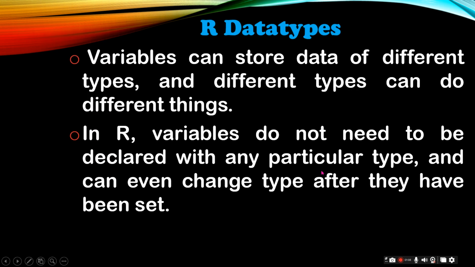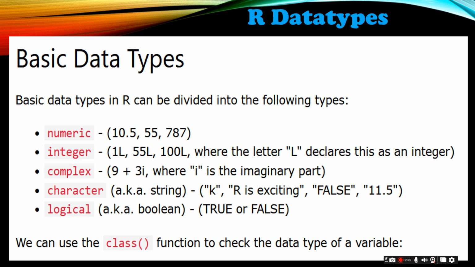So next we'll see about the R data types. We all know about variables. They can store data of different types, and in R we need not declare the type of the variable, as we do in Python. Here also we need not mention the data type. So it's very easy to declare a variable.